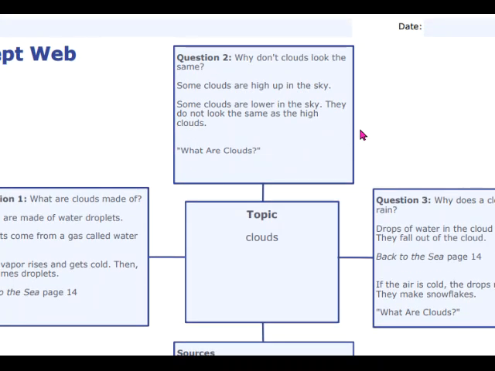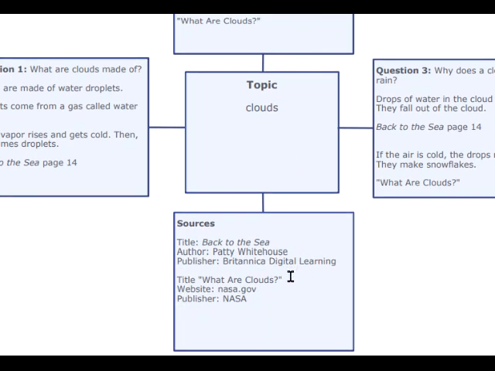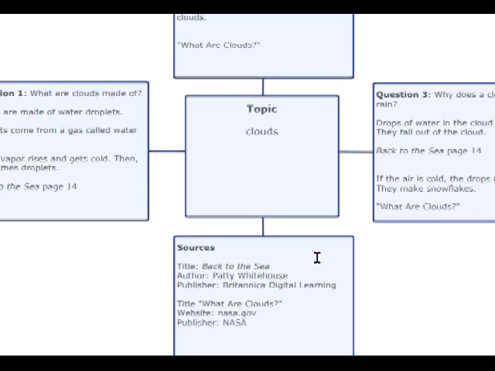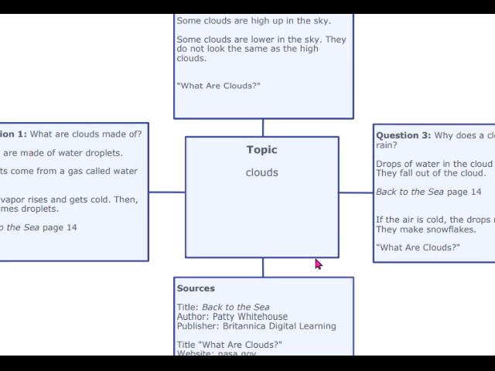Here is Chung's concept web about clouds. So he has questions in 1, 2, 3 of the boxes. He has his topic in the middle, clouds, and he has his sources in this bottom box. So for his questions, he does not know the answers yet. That's what you're going to do. You're going to write down some questions that you have about your topic, and then you're going to do the research to find out those answers.